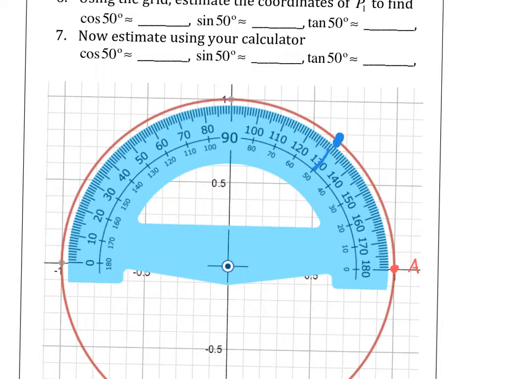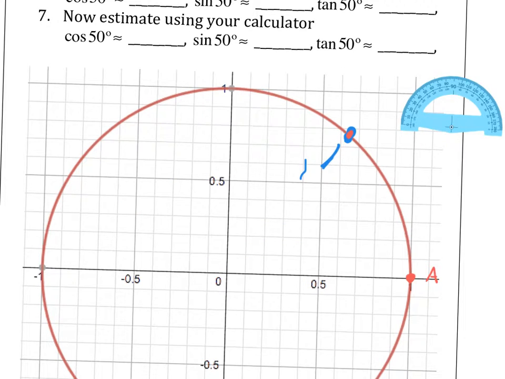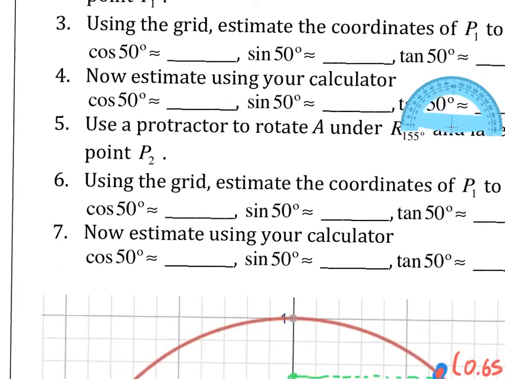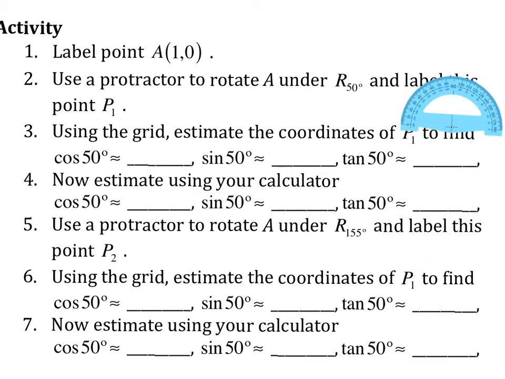So let's move our protractor out of the way. And now we see our point. So let's find out what our coordinates are. If we were to bring this down and find out what the x-coordinate is here, the x-coordinate is approximately 0.65. And our y-coordinate is approximately here at 0.75.